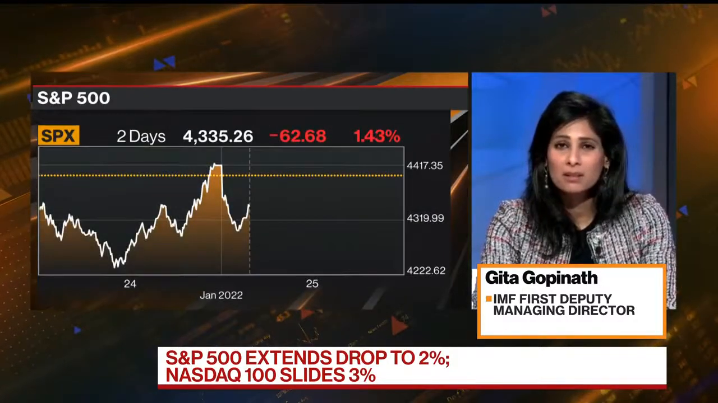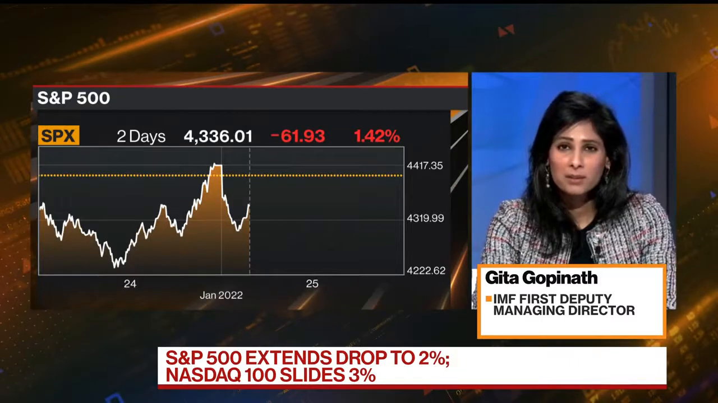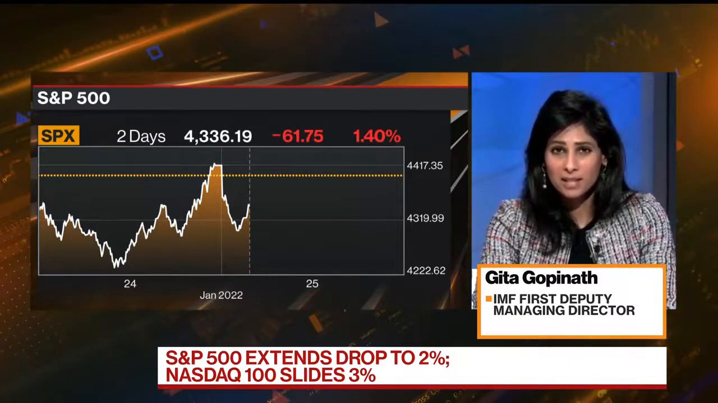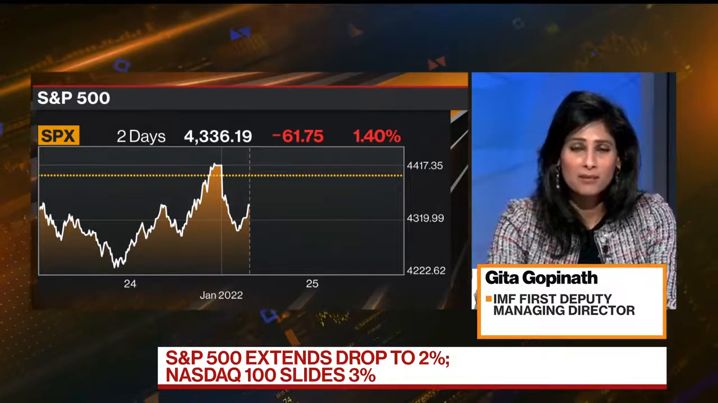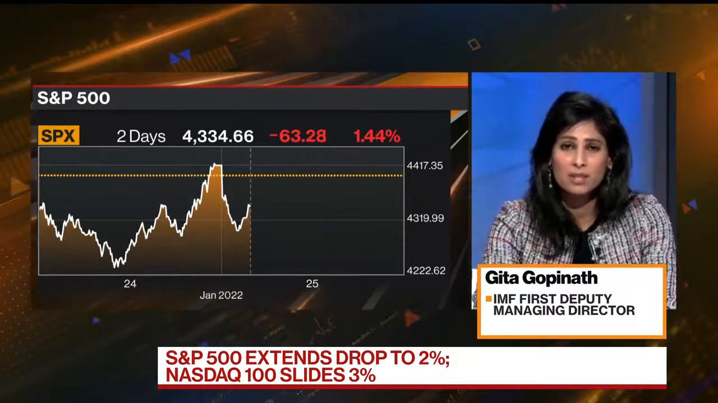In the case of the US, the US economy is back to pre-pandemic trend. The unemployment rate is under 4%. So it's been a very strong recovery. Private demand has been very strong. And so all of that combined with inflation at 7% at the end of last year, just all point in one direction, which is that interest rates have to go up.